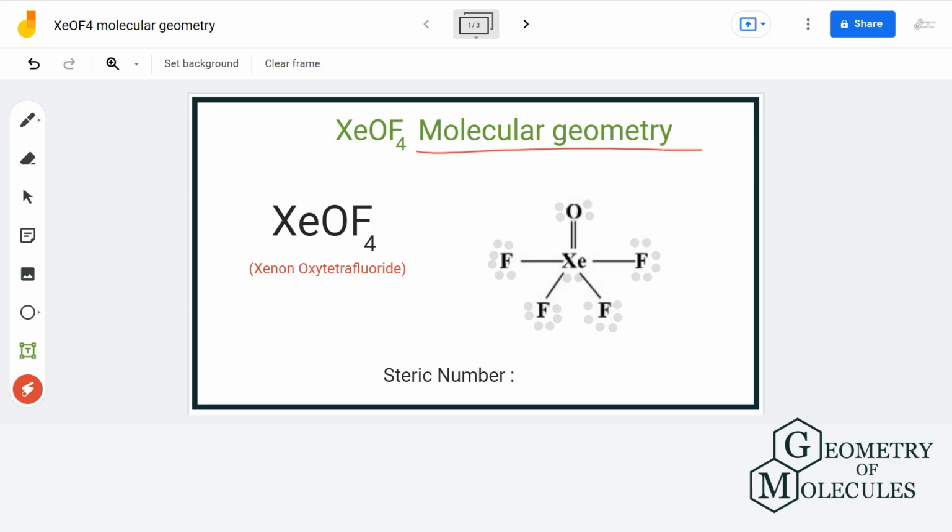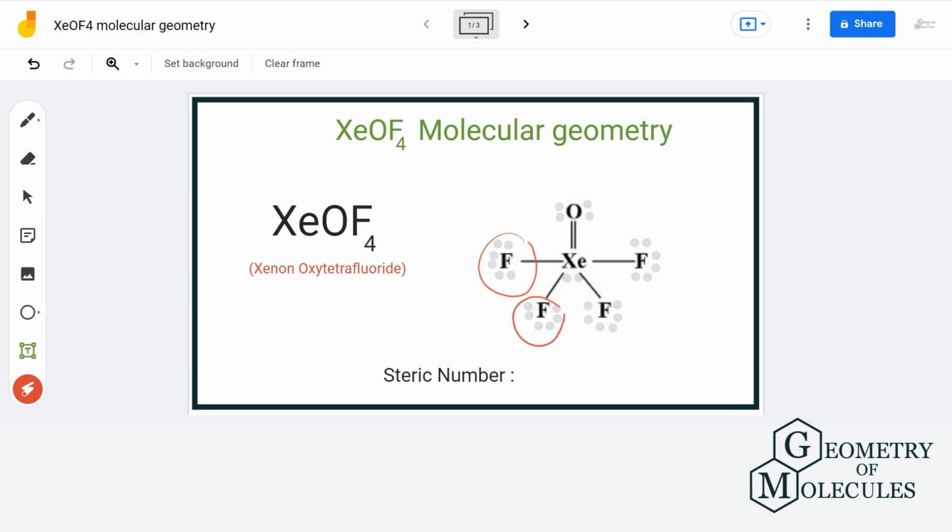In this video, we discuss the molecular geometry of Xenon Oxytetrafluoride. It has a chemical formula of XeOF4, and for that we will look at its Lewis structure first. While determining the molecular geometry of any molecule, the configuration of the central atom plays an important part. So we must always note down the number of lone pairs and bond pairs attached to the central atom.